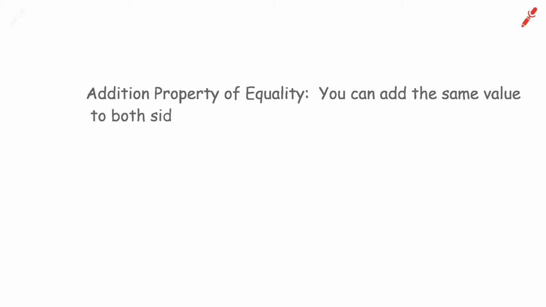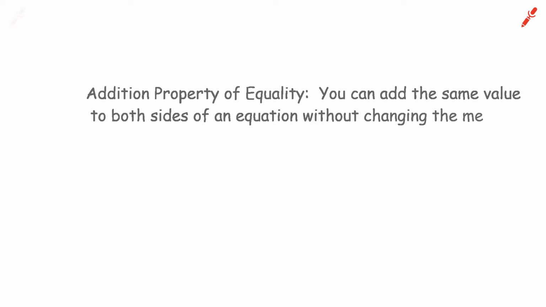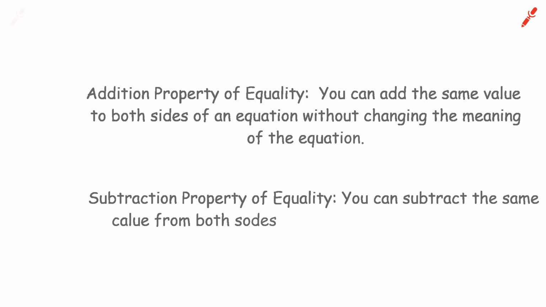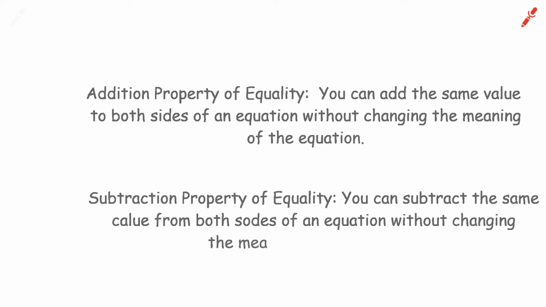Coming up on the screen, you're going to see two properties. The first is the addition property of equality, which very simply states I'm allowed to add the same thing to both sides of an equation. The second is the subtraction property of equality, which tells me that I'm allowed to subtract the same thing from both sides of an equation. I'm going to give you guys, call it 45 seconds. Go ahead and pause the video and copy this down. Thank you very much.